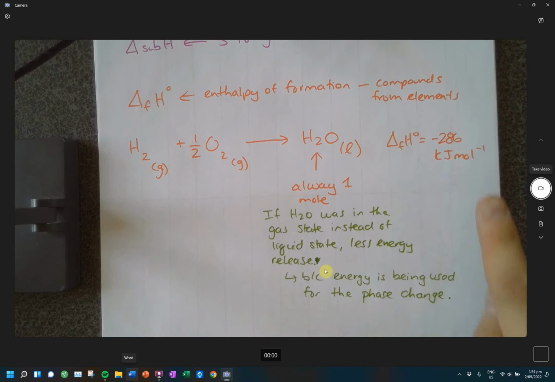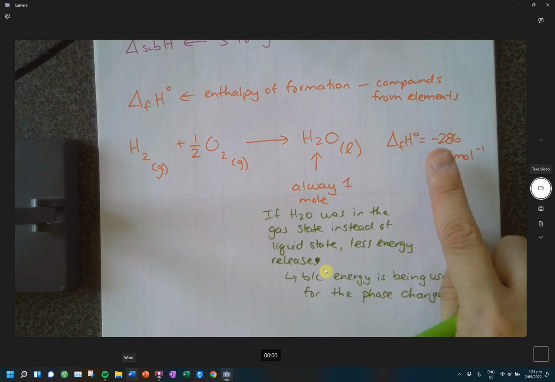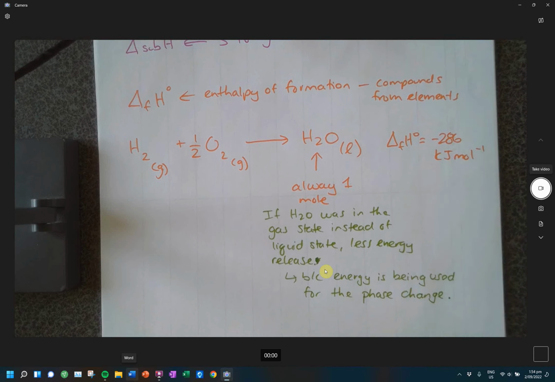So you'd expect a more positive number. It might be like negative 250, so it's not releasing as much energy. All right, are we okay with that? So that's the first thing that we have.